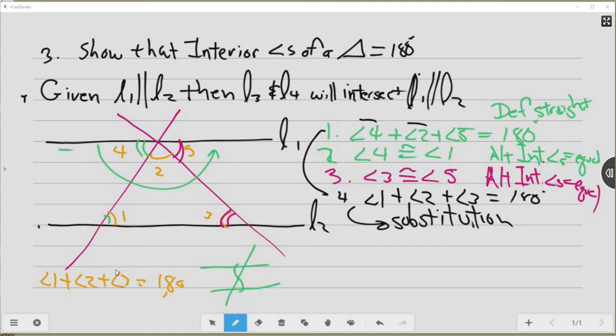Are there any questions? To me, it's fundamental that you understand that 2 is being used to prove number 3 by alternate interior angles. Are there any questions about that? Okay, I'm going to go on to another topic.